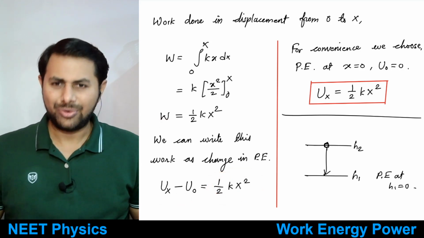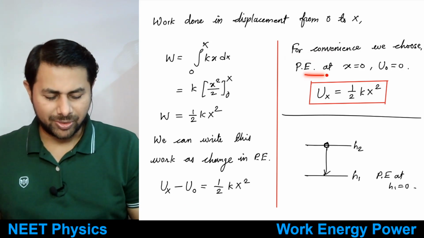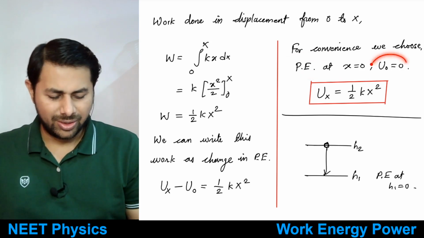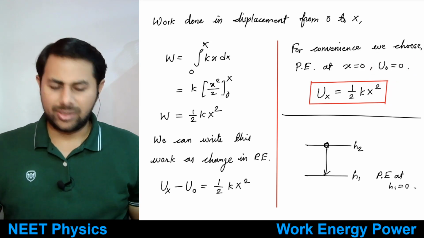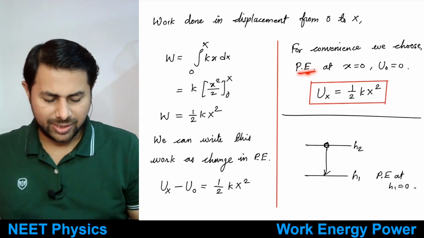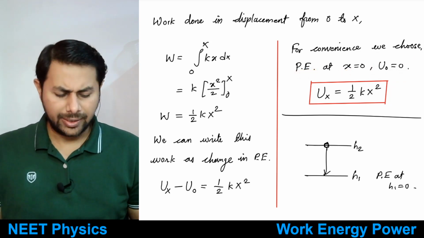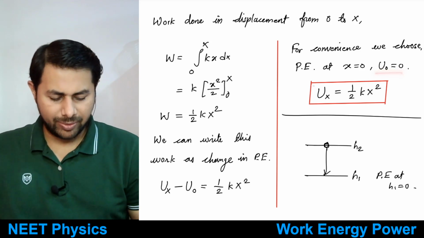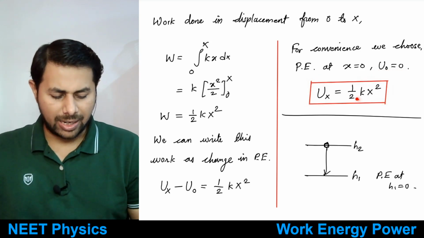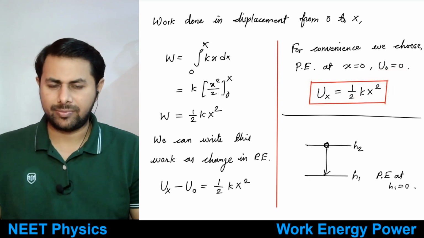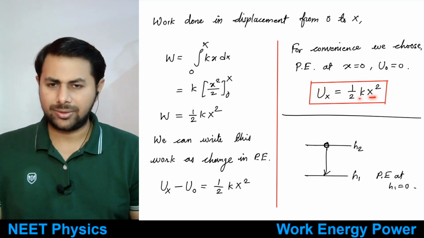Now comes the crucial point: for our convenience, we choose that the potential energy at x equal to 0 is 0. This is simply for convenience. When we choose that, we get this simple formula for the potential energy of a spring, that U of x is equal to half of k into x square. The potential energy at displacement x is equal to half of k into x square.